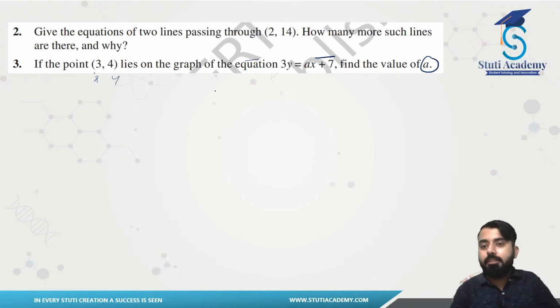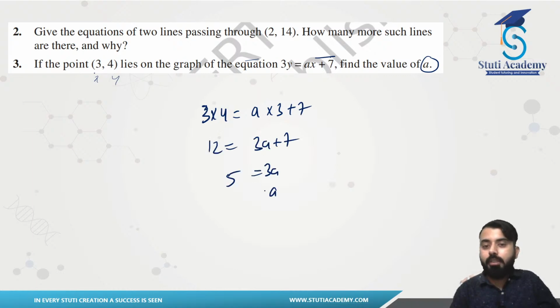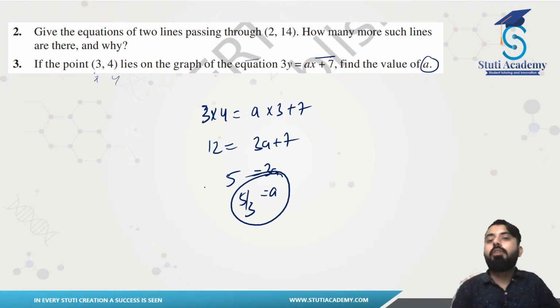Quite easy. Just replace your x as 3 and y as 4. So 3 into 4 equals to a into 3 plus 7. So this will be what? This will be 12 equals to 3a plus 7. 3a will be 5. A will be 5 by 3. So you got the value of a.